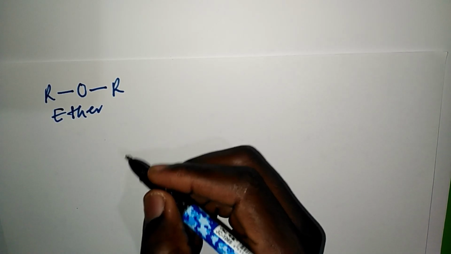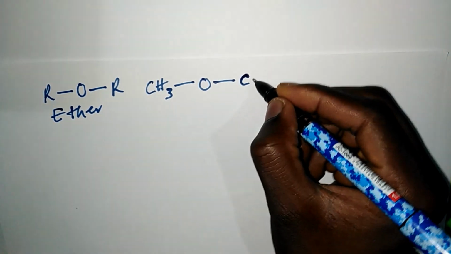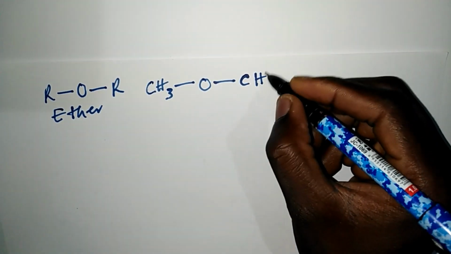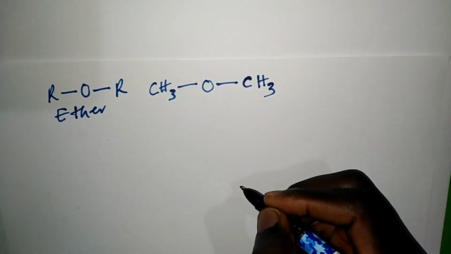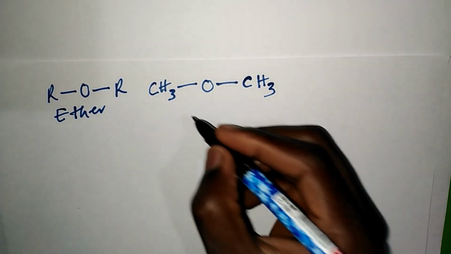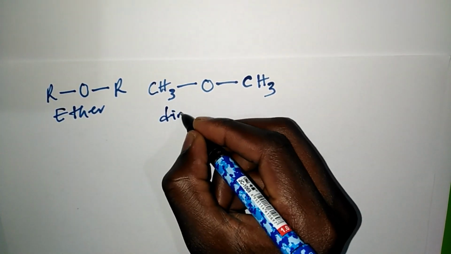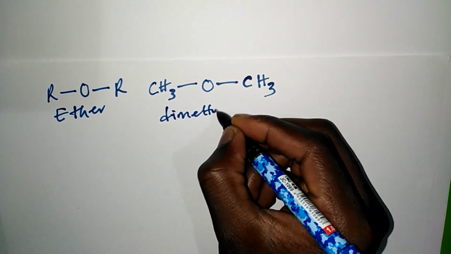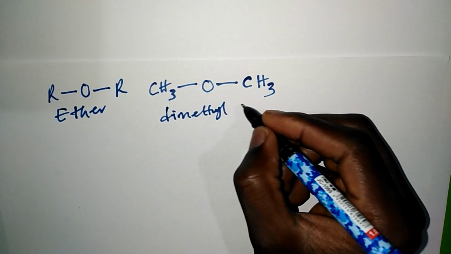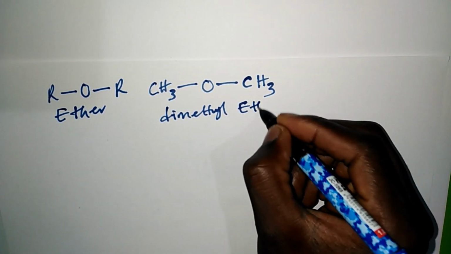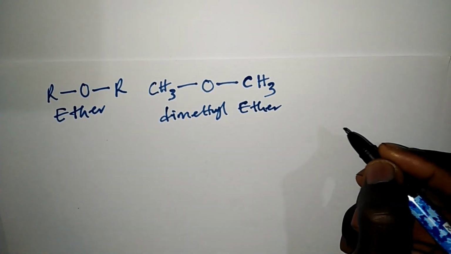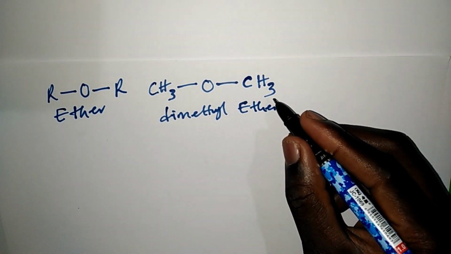So what if you have, let's say, 2 methyl groups attached to an oxygen? This particular ether is referred to as dimethyl ether.